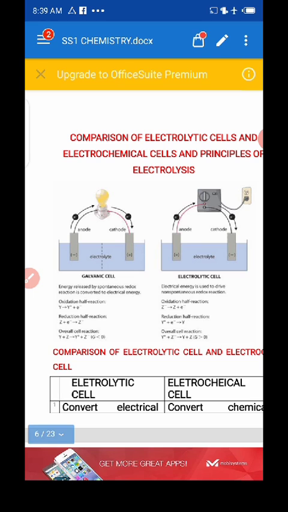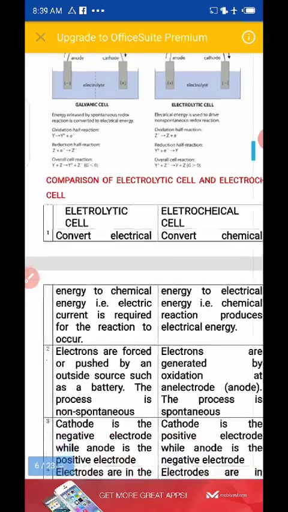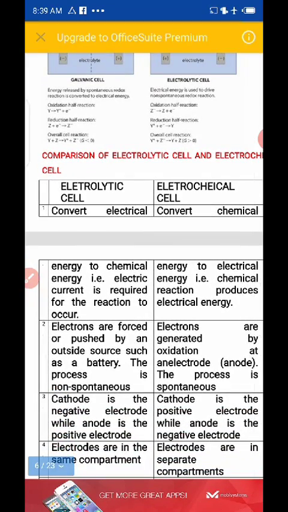Let's look at the table, then we'll fall back to the diagram. Number one, the electrolytic cell converts electrical energy to chemical energy. That's number one. The electrochemical cell converts chemical energy to electrical energy. You can see the reverse. The electrolytic cell converts electrical to chemical energy.